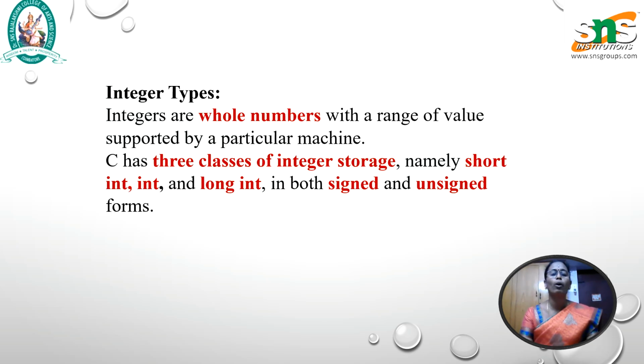The integer data types are whole numbers with a range of values supported by the particular machine. That is, integer numbers have only the real part, not the decimal part. Why are these data types inbuilt? Because for storing a value inside the machine, it needs the support of a type for allocating the storage space. The integer data type in C has three classes, namely short integer, integer and long integer, both for signed and unsigned values.